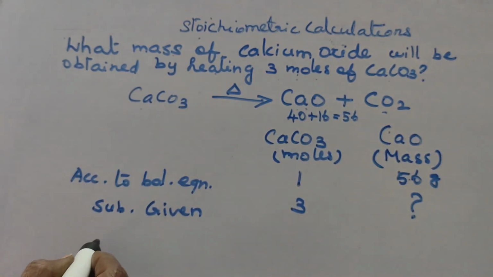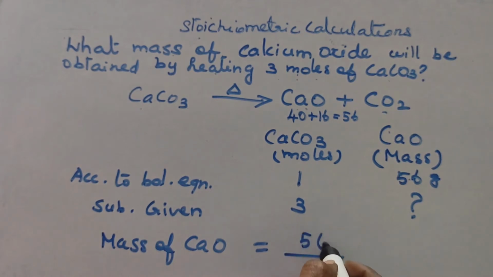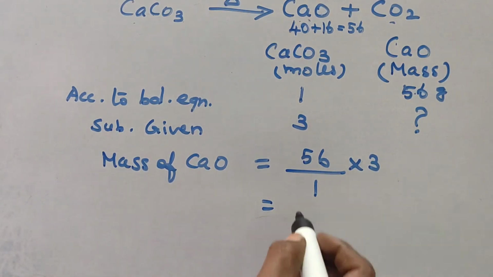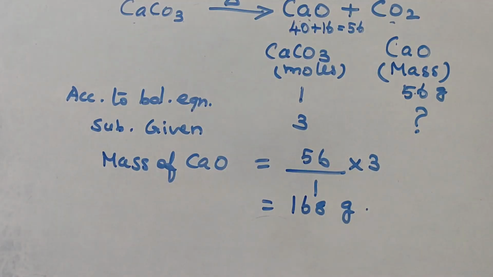So, mass of calcium oxide equals: for 1 mole of calcium carbonate, 56 gram of calcium oxide is produced. For 3 moles of calcium carbonate, how many gram of calcium oxide will be produced? If we multiply these two, we will get 168 gram of calcium oxide produced.